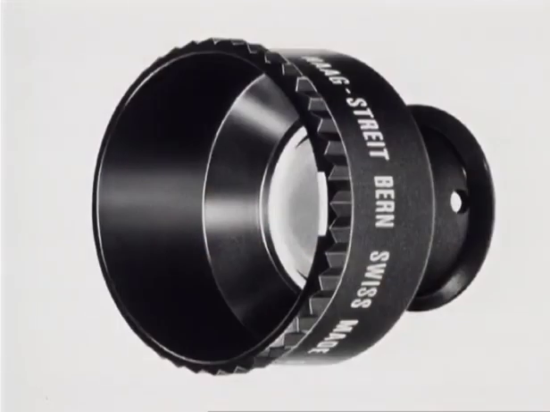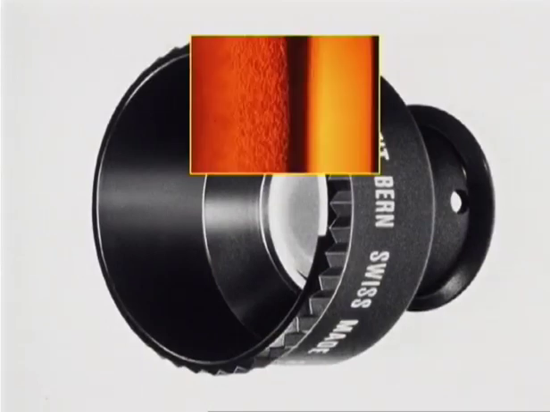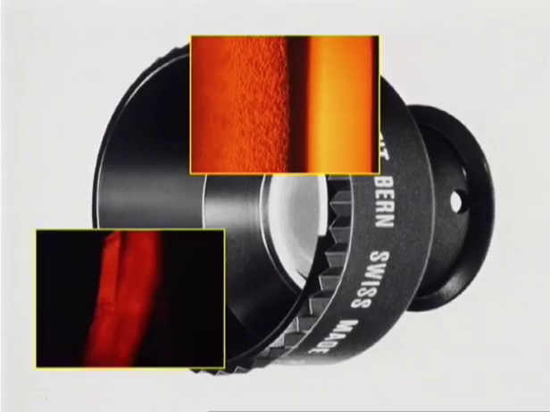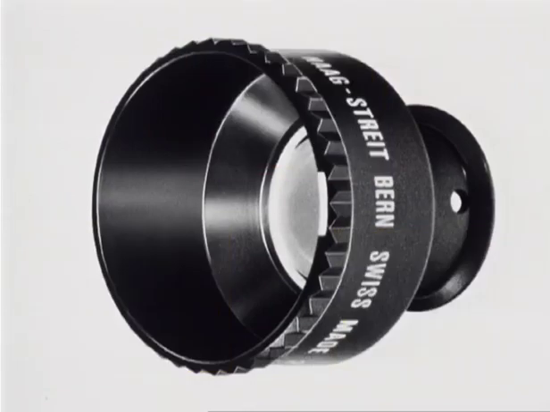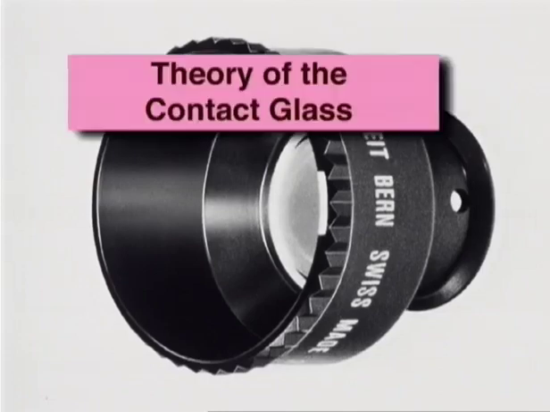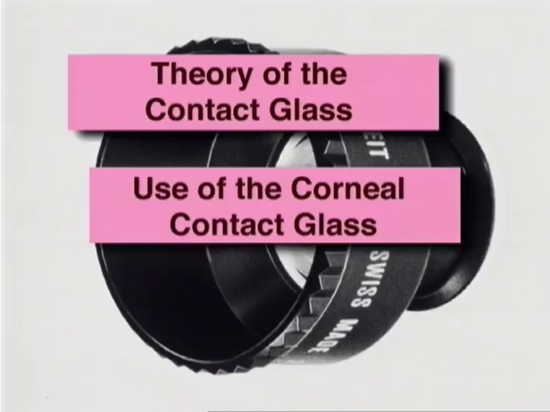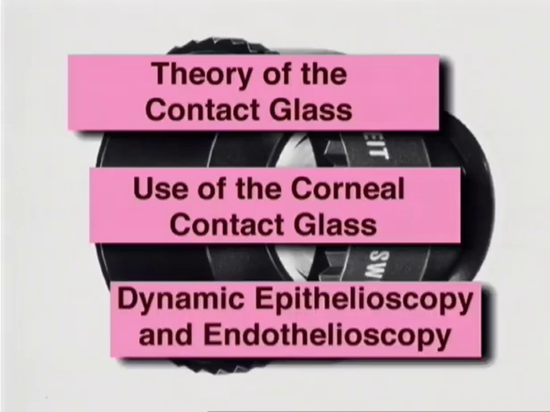Welcome to Dynamic Epithelioscopy and Endothelioscopy, Introduction to the Use of the Corneal Contact Glass. This video course will introduce you to the examination of the outer and inner surfaces with the Eisner contact glass, designed especially for the cornea. This program is organized as follows. Theory of the contact glass, the use of the corneal contact glass, dynamic epithelioscopy and endothelioscopy.